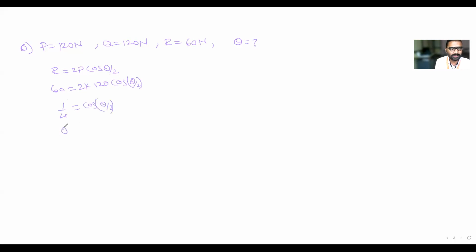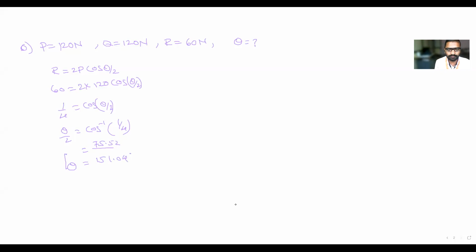Okay, so theta by 2 is equal to cos inverse of 1 by 4. So you will get some answer. Okay, 75.52 is cos inverse of 1 by 4. Next you have to multiply by 2. That's why you will get 151.04. Is it the correct answer? Yes, sir. Yes, sir. This is the correct answer.